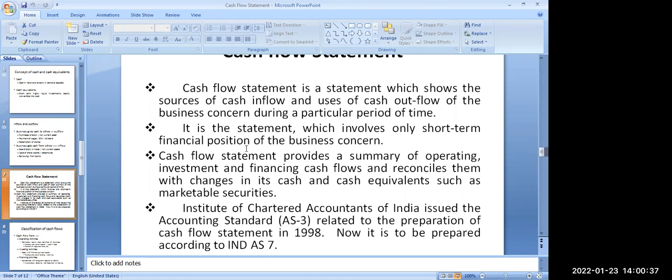In India, we have an accounting body. Okay, ICAI is the professional body in India which propounds the various accounting standards to be followed in India. So that defines it through Accounting Standard 3 in this way. The Institute of Chartered Accountants of India issued the accounting standard, which is AS 3, related to the preparation of cash flow statement, way back in 1998. But now we follow another regulation, that is Ind AS.